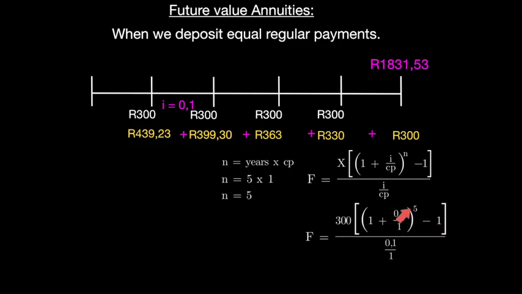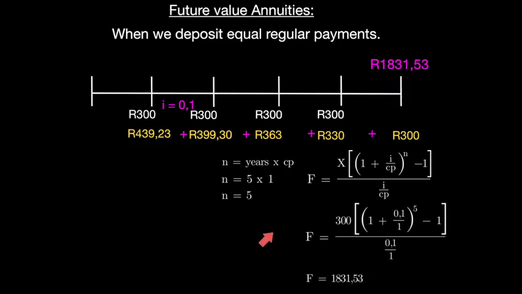Now this does not have a minus in front of it, so pay attention to that, unlike the present value annuities, because this is actually growing towards the future. So once we put in all these values and do this on our calculator, we end up with the value of 1,831 Rand and 53 cents, the same as we had earlier with the long method.